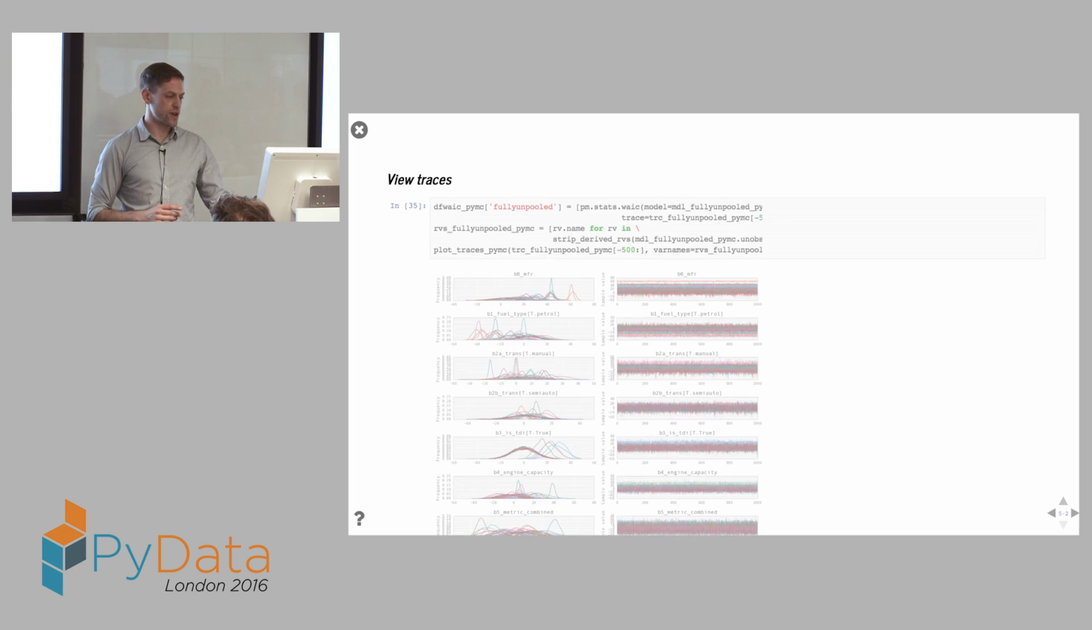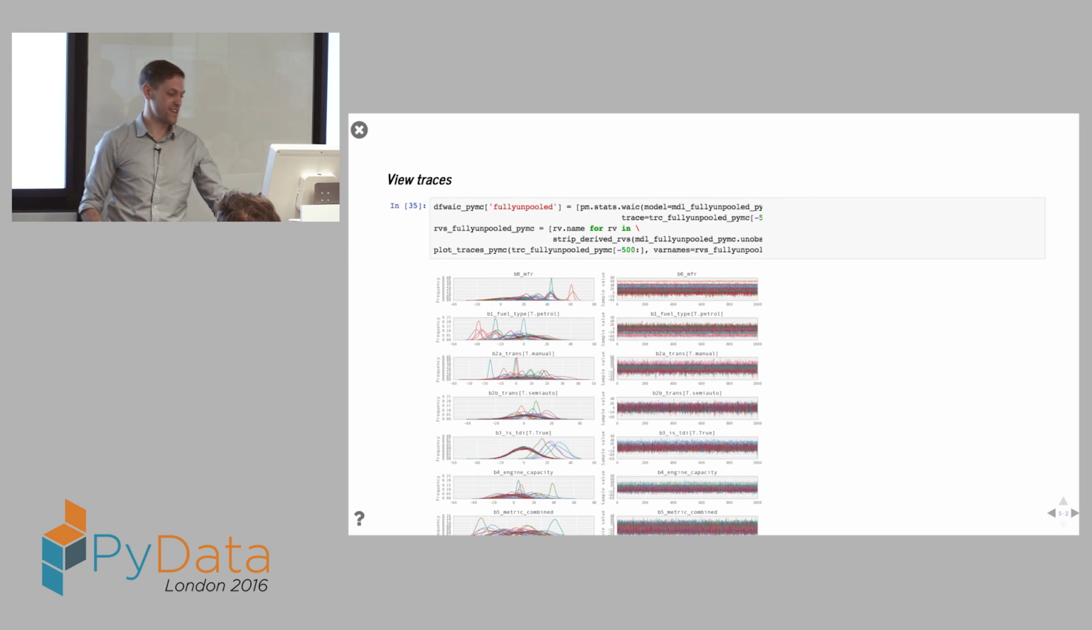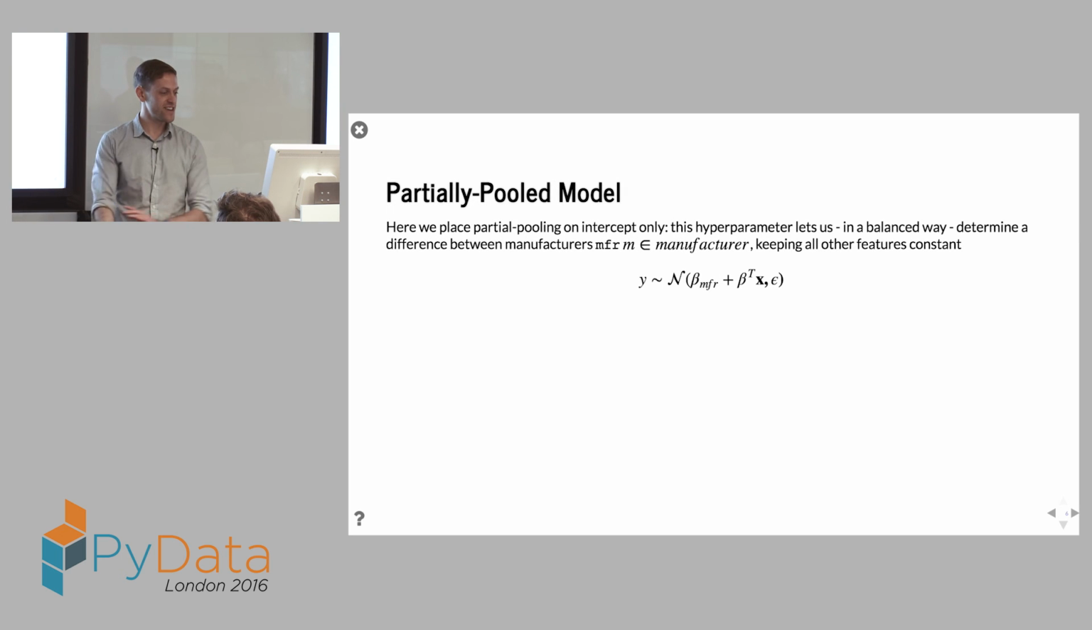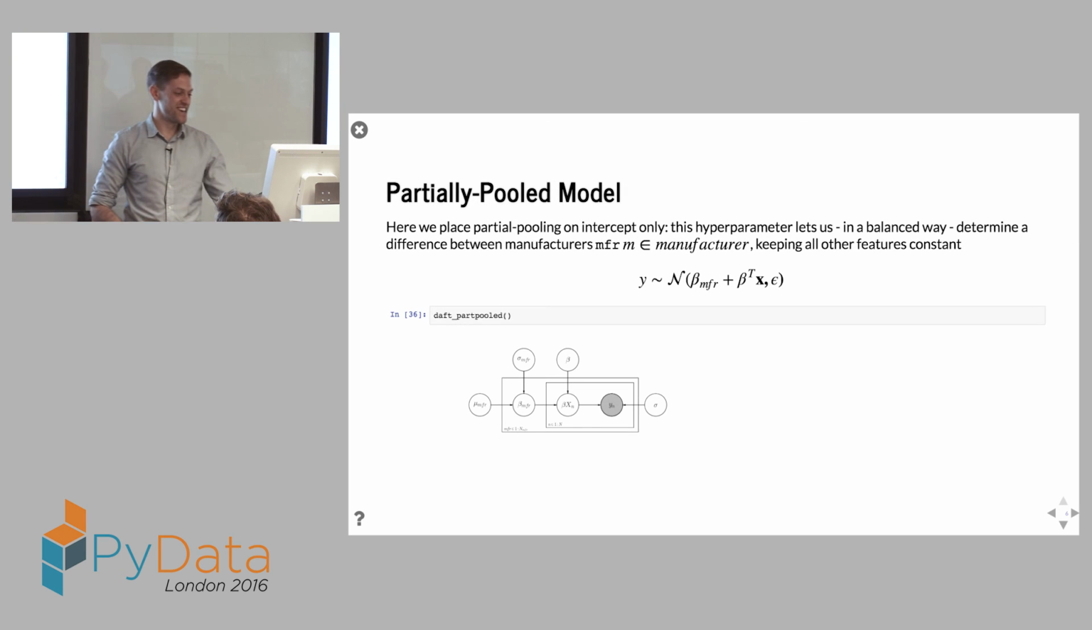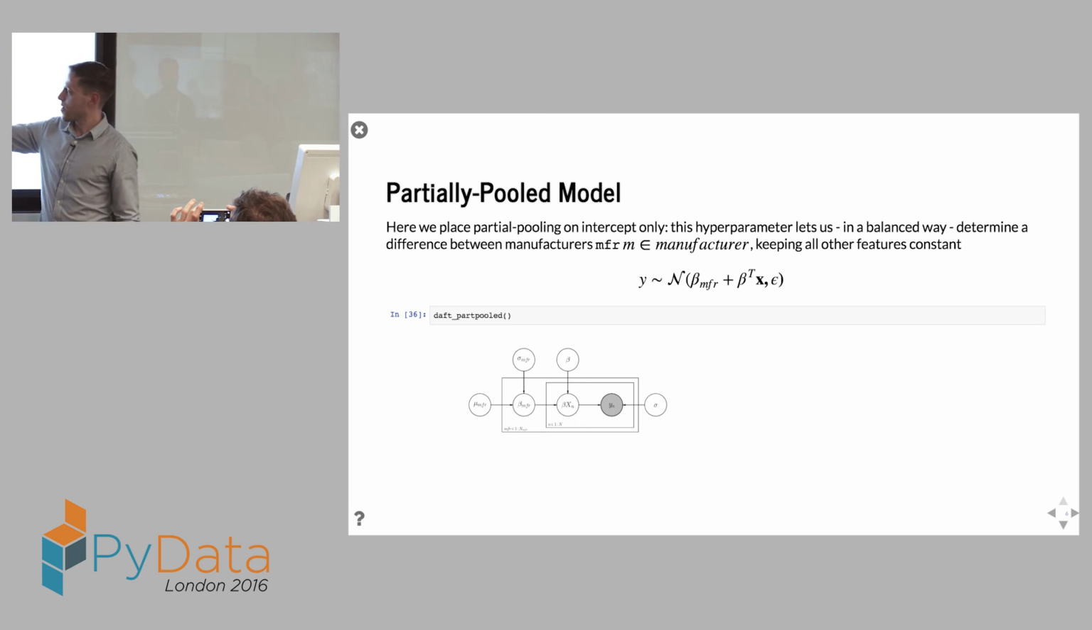Digress past the fully unpooled model. It turns into a mess. It gets very pretty plots, though, if you like colours. So, a partially pooled model. I'll save you the rest of the stuff.